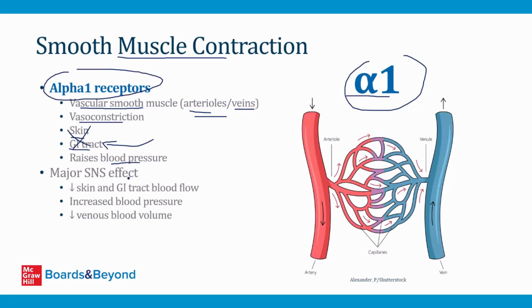So key things to know related to alpha-1 receptors is that when the sympathetic nervous system is activated, some of the effects you're going to see through alpha-1 receptors are, first of all, less blood flow to the skin and the GI tract, higher blood pressure in the arteries, and then also you're going to get constriction of veins from alpha-1 receptors on veins. This is going to decrease the venous blood volume, and that's actually a good thing because it's going to force that blood volume back to the heart to try and keep the arteries filled with blood and keep up the blood pressure.